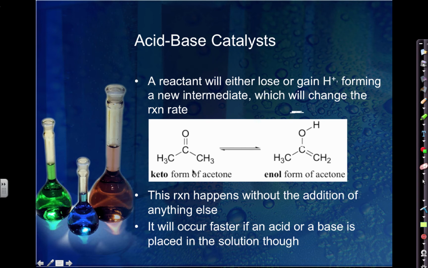This reaction just naturally happens. The atoms are kind of moved around in the reaction. So this will happen faster if you add an acid or a base. At the end, you're still going to have the acid or the base. So if you add, like, hydronium to that reaction, you should still have hydronium at the end. It just makes the reaction happen quicker, provides a different pathway.